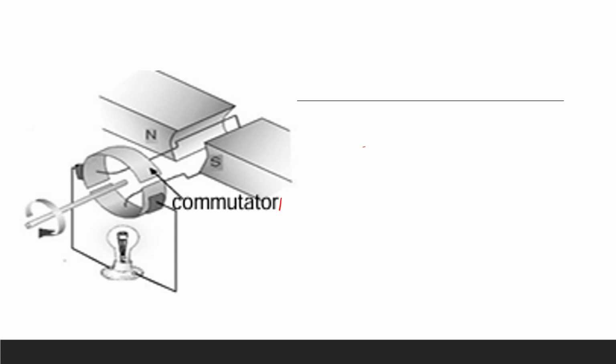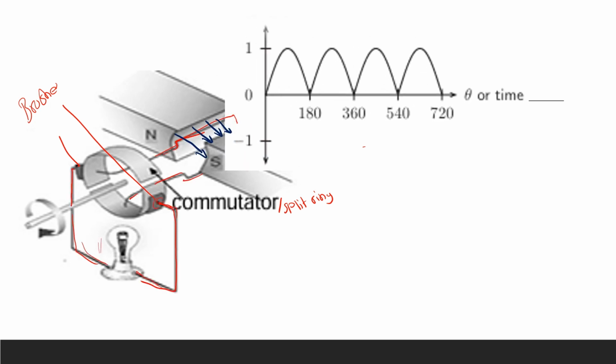So if you look here, we have another presentation of a DC generator and we have that commutator or a split ring. We also have the brushes which connect the internal circuit to an external circuit. In other words, they connect the coil to the external circuit, in this case, which is the bulb.